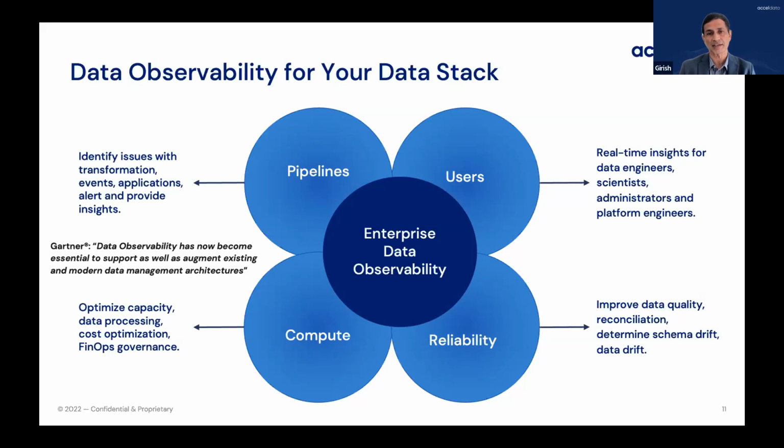What we have done is take the concept of what Gartner calls multi-layer data observability, and that's what we offer in our platform. We offer what I call the four layers. The first one is around compute and infrastructure. The second is around reliability. The third is around pipeline observability. And the last one is around users across your organization, whether you're a leader such as Nancy or Krishna, or a data admin. So having that holistic persona view from a user's perspective, as well as from different teams' perspective.